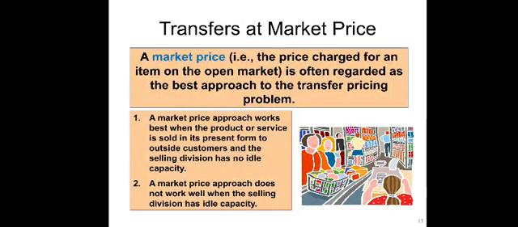Okay, another approach that can be used to set the transfer price is to use the market price. A market price, which is the price charged for an item on the open market, is often regarded as the best approach to the transfer pricing problem. See the second box. A market price approach works best when the product or service is sold in its present form to outside customers and the selling division has no idle capacity. A market price approach does not work well when the selling division has idle capacity.